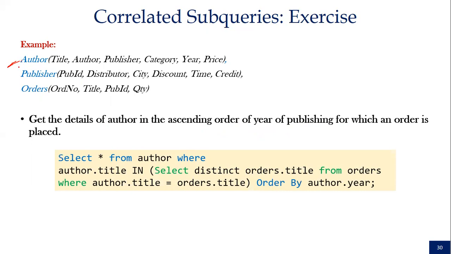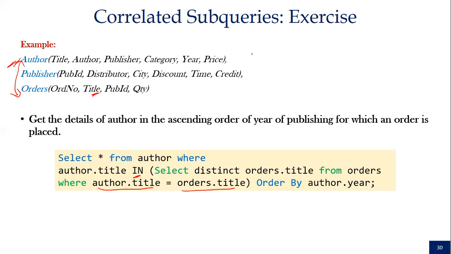So in the order and author, what is the common attribute? Based on that we can write the query. So here we are using the IN operator: author dot title in. Then we write a subquery like select distinct order dot title from the orders table. Here we are comparing author dot title with order dot title. So for every row in the author table, we are executing this inner query again and again.